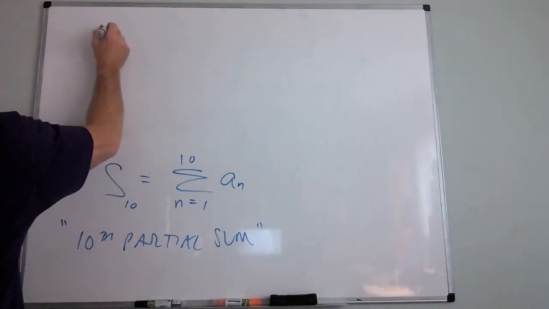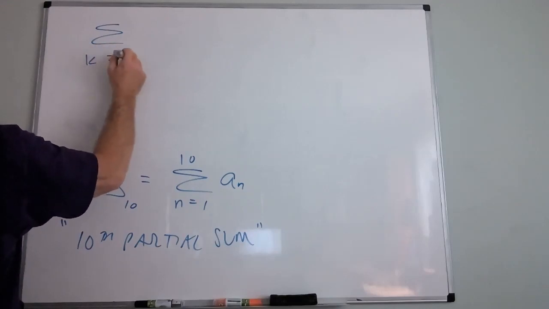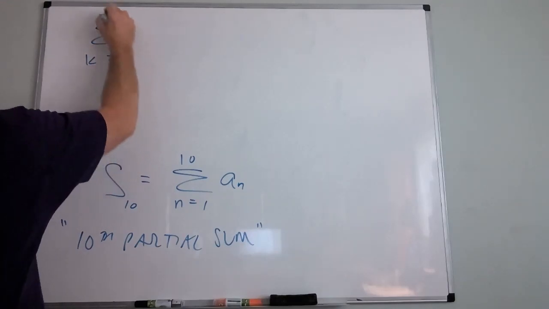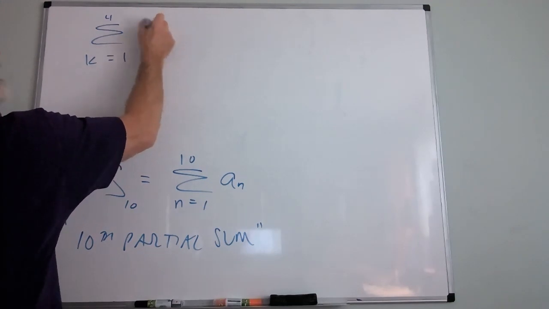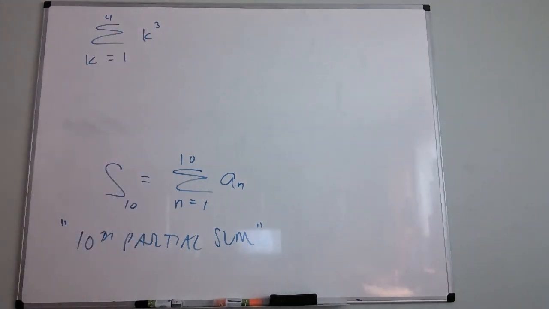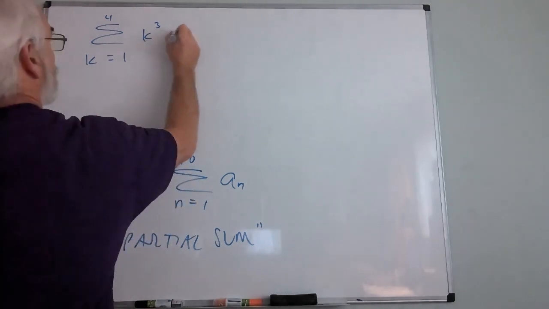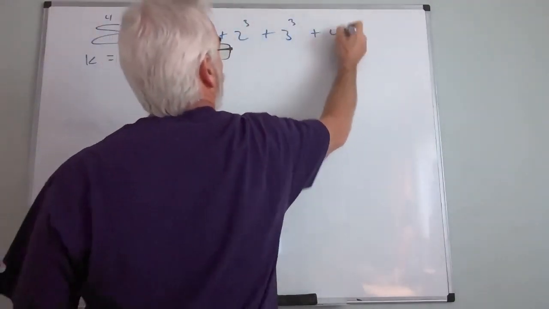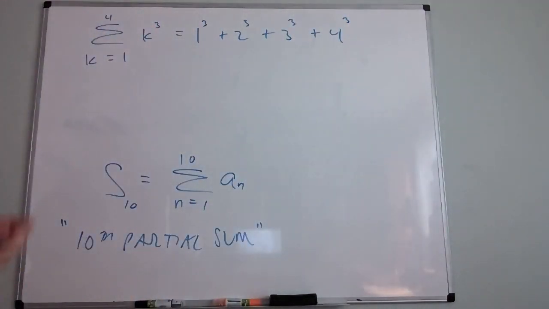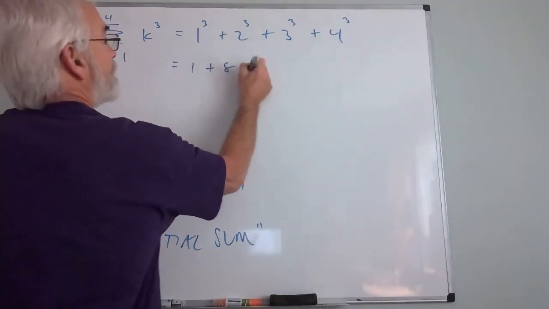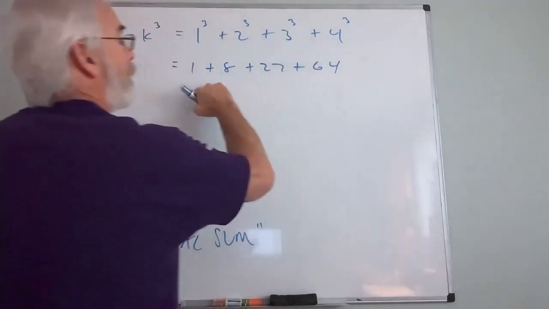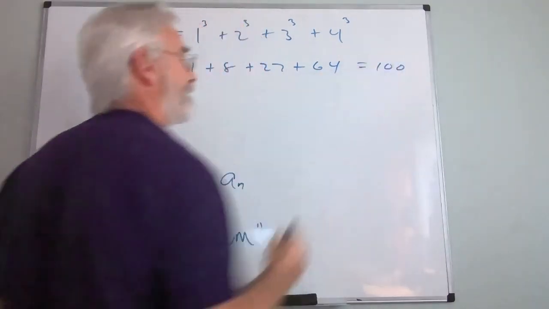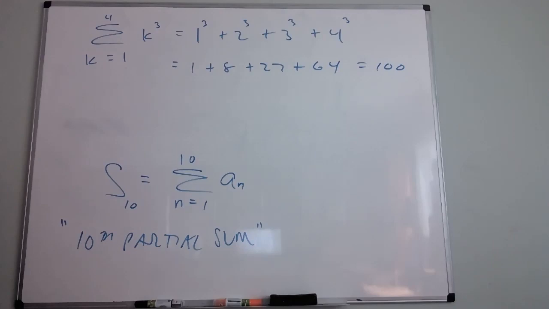So let's do the following. I want the sum from k equal 1 to 4 of k cubed. If I wanted to do that, what does this mean? Well, this would be 1 cubed plus 2 cubed plus 3 cubed plus 4 cubed. And now I would stop because I've actually reached the highest number. So then I'll just add these up: 1 plus 8 plus 27 plus 64, and that would be exactly 100. Okay, great. Not that exciting. That's just what it is.